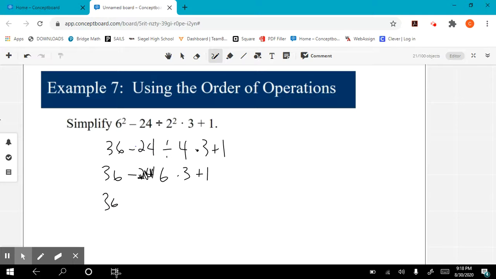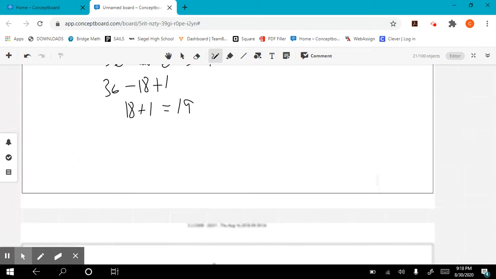Then 6 times 3 is 18. So 36 minus 18 plus 1. Addition and subtraction left to right. So I'm going to go 36 minus 18, which is 18, plus 1. I end up with 19. Okay, that's how we would step through it by our order of operations. See what we have next.